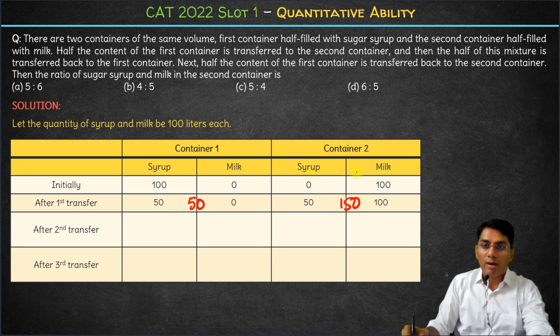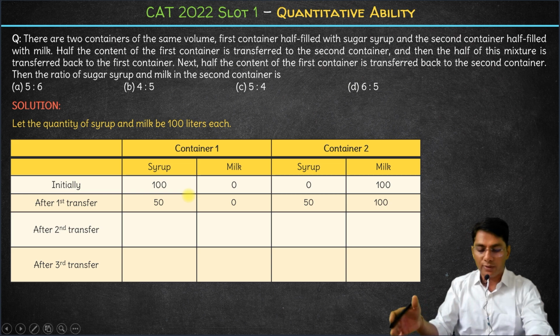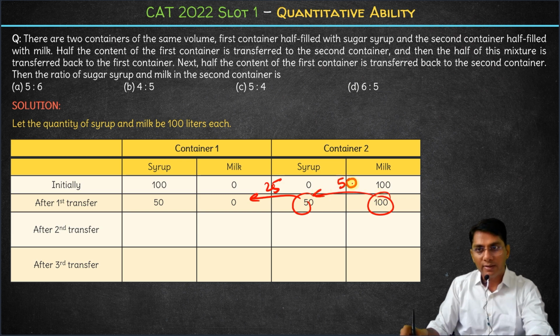Fine. Now again half of this is being transferred. So if half of the total is being transferred, half of each of the two components will be transferred. So half of syrup will be transferred and half of milk will be transferred. So syrup transferred will be half of 50, 25, and milk transferred will be half of 100, 50. So milk left here will be 100 minus 50 which is 50. Syrup left will be 50 minus 25 which is 25.